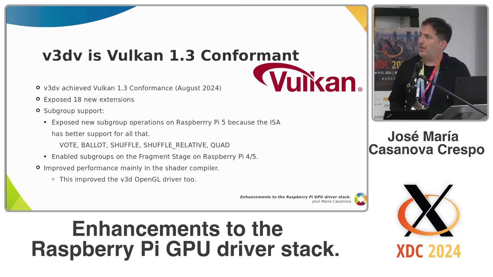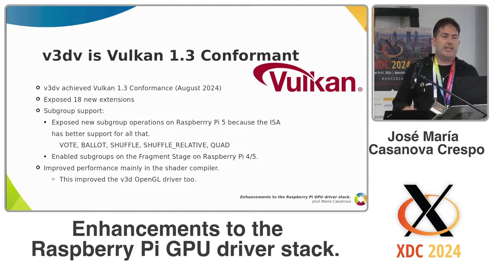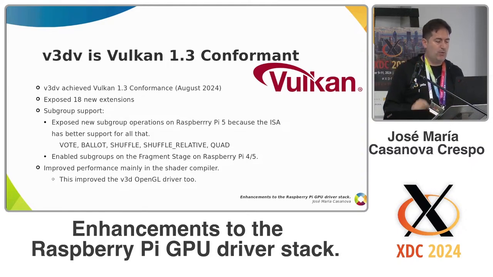So, what happened after a year? We achieved Vulkan 1.3 conformance last August. It was quite recent. That implied exposing 18 new extensions, some of which implied a lot of work. We started taking advantage of the improvements that the Raspberry Pi 5 has in the instruction set related to subgroup operations. So now we can support both ballot, shuffle, relative, and quad operations.